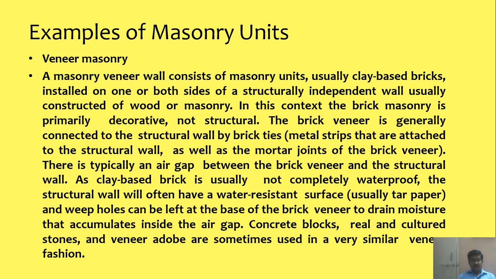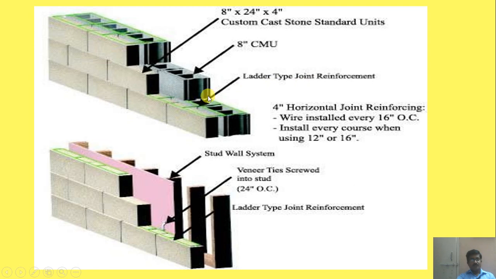Concrete blocks, real and cultured stones, veneer adobes are sometimes used in a very similar veneer fashion. So you can see here in this particular block, you can observe in the first figure, a 4-inch horizontal joint reinforcing the wires are installed. Okay, so you can see ladder type joint reinforcement is there. You can observe the reinforcing between the members, right?